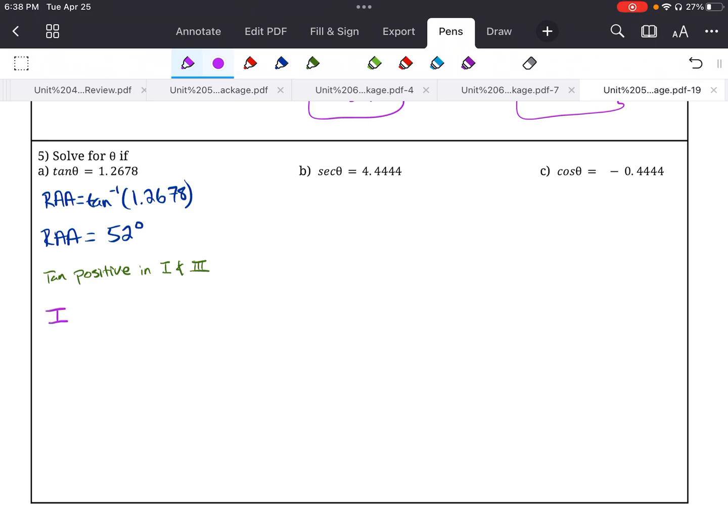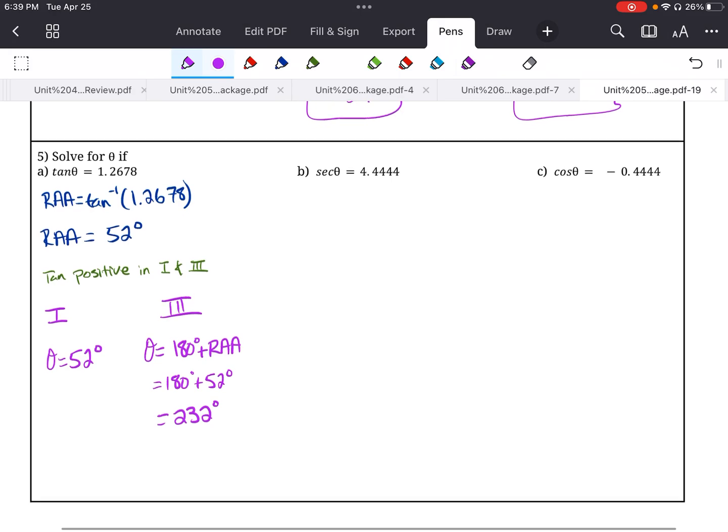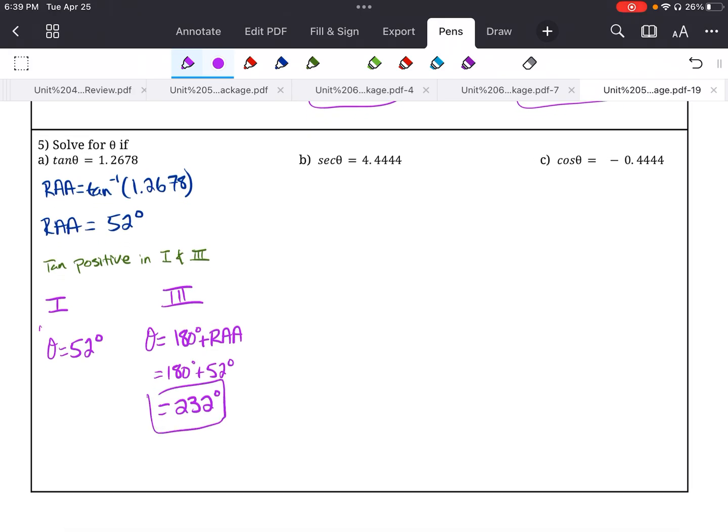Okay, so in quadrant 1, we don't really need to do anything because the related acute angle and the principal angle are the exact same thing in quadrant 1. But for quadrant 3, to find the angle it is 180 degrees plus the acute angle. Okay, so the angles that work with tan to get positive 1.2678 are 52 degrees and 232 degrees.